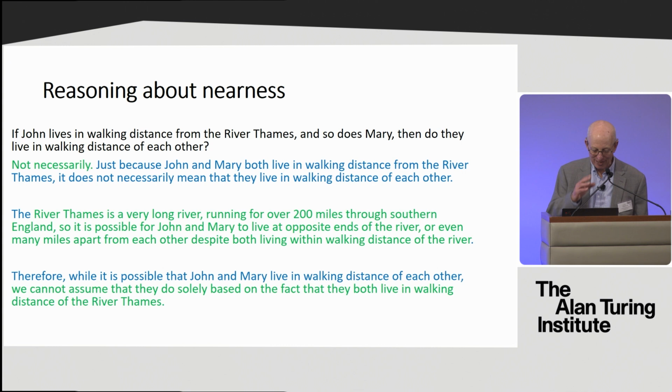If John and Mary both live in walking distance of the Thames, do they live in walking distance of each other? And it does well here. It knows that rivers can be long things, so just because you're both near the same thing doesn't mean you're necessarily near each other.